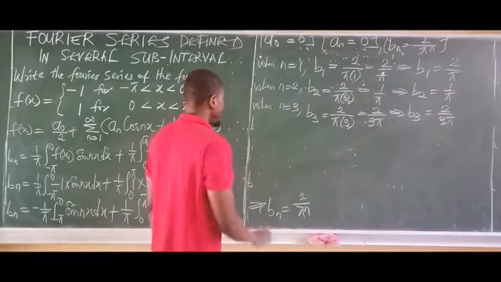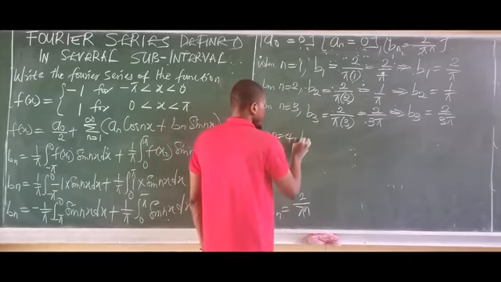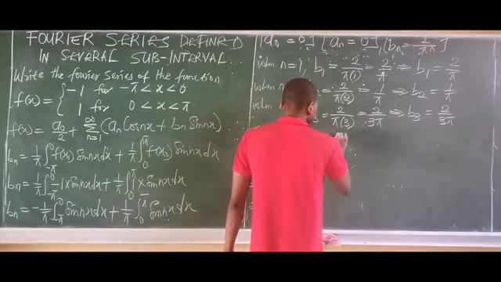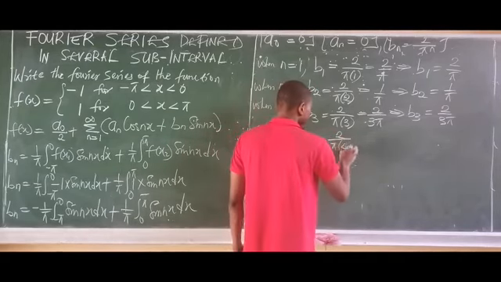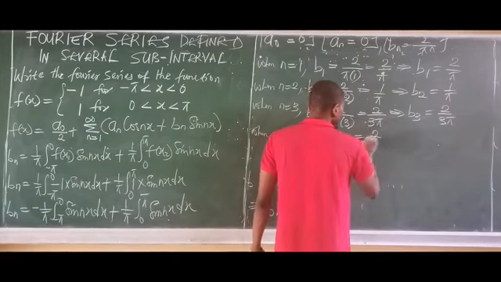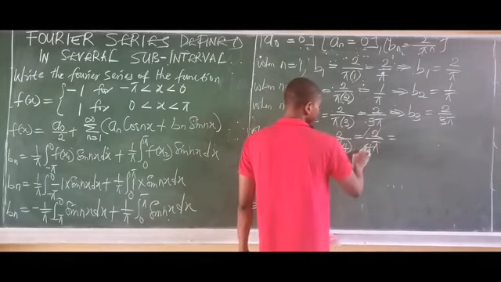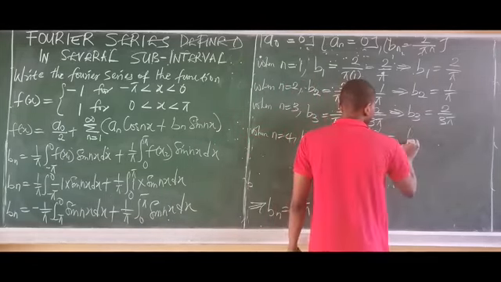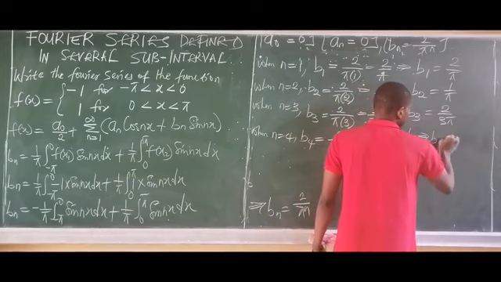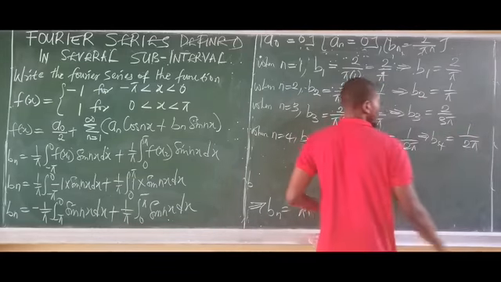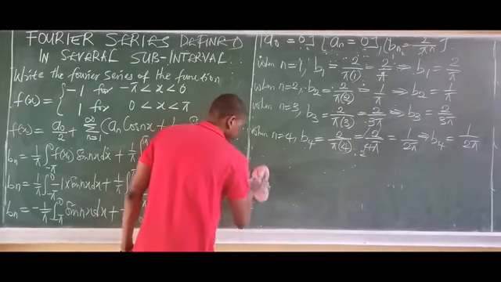Let's try further. When n is equal to 4, you have B4 equal to, again, 2 all over pi n. So this is now pi times n, where n is 4. So this is actually 2 all over 4 pi. And of course, 2 goes into 2 is 1, 2 goes into 4 is 2. This is now 1 all over 2 pi. So this simply implies that B4 is 1 over 2 pi. You can continue writing the series as much as you can, then you can stop, since it doesn't have an end.